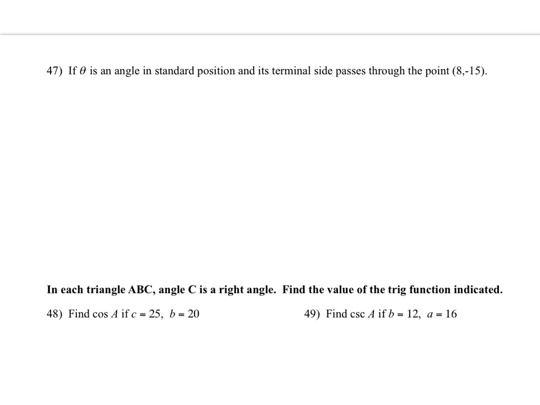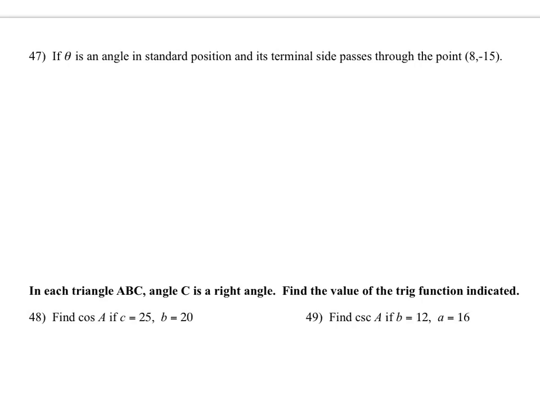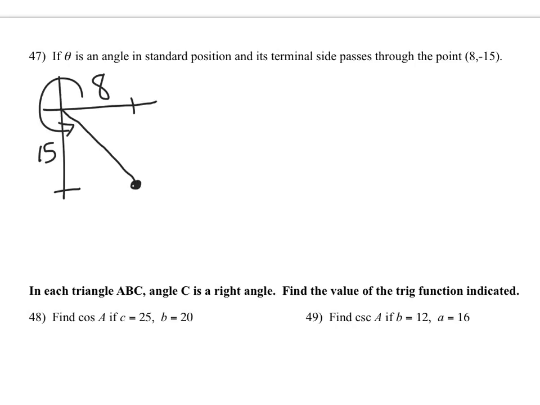So 47, same basic problem as the other one, just a different quadrant we're in. It's (8, -15), so we're in quadrant 4. So we're going to say that's 8, that's negative 15. They meet here. So remember, draw your angle. If that was an angle, it would have come all the way around here.